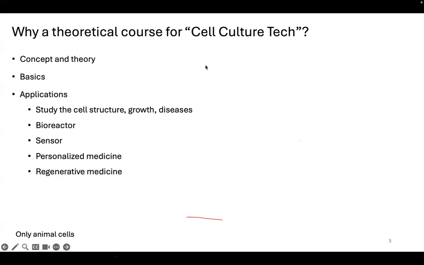Okay. So in the first lecture for this course, sir started off with talking about why you would have a theoretical course for cell culture technology. Before we go there, cell culture technology, in simple terms: your body is made up of cells, different types of cells. We'll go through that sooner in different classes.